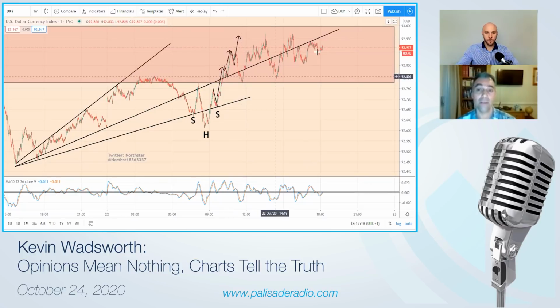So I'm not any sort of guru with these things. I can't do any more than monitor the support and resistance lines and just call it when we get a significant decision one way or the other, which we haven't had yet. The dollar index is still struggling to gain momentum.